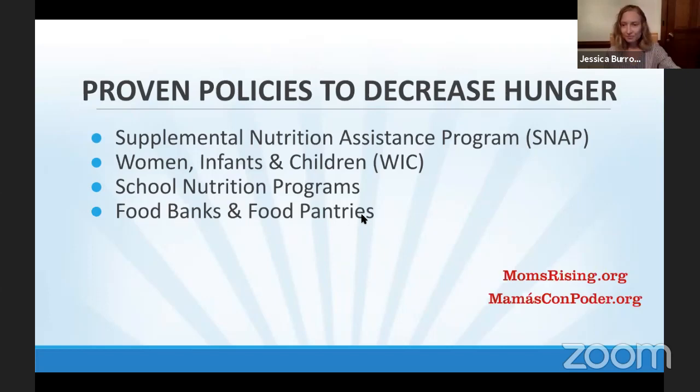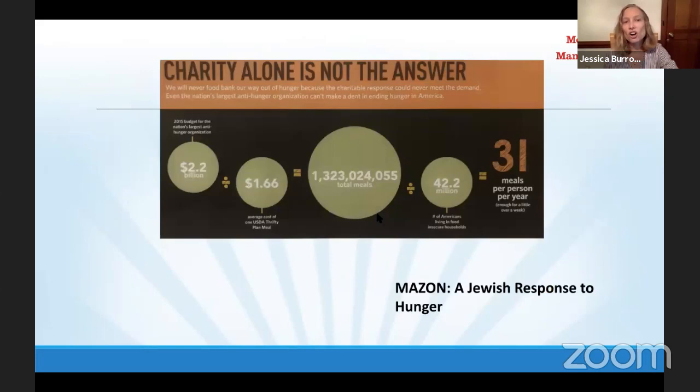Okay, so I know this graphic is hard to see, but I just want to point out, and this graphic comes from the Zone, A Jewish Response to Hunger, that charity alone, food banks alone, could not possibly address the problem of hunger. Very briefly, the figure on the far left is $2.2 billion. That was the budget for the nation's largest anti-hunger organization. And on the far right is the number of meals, 31 meals per person per year, they could feed to the number of Americans living in food insecure households. So that would be enough to provide meals to every food insecure American for 1 week out of the year.